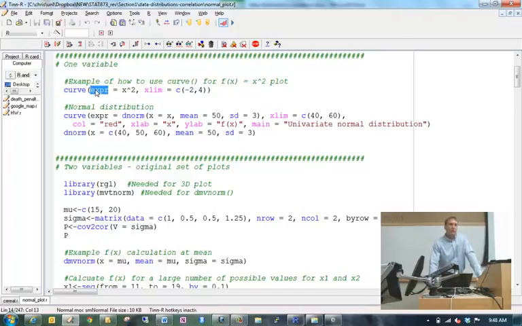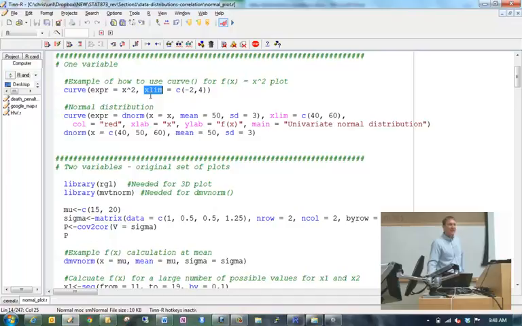EXPR stands for expression. In other words, what do I want to graph? I want to graph x squared. Now, you always have to use the letter x there to say how I am varying the values on my x-axis of my plot. So if you use a instead, this won't work. You'll get an error message. So you always have to use x.